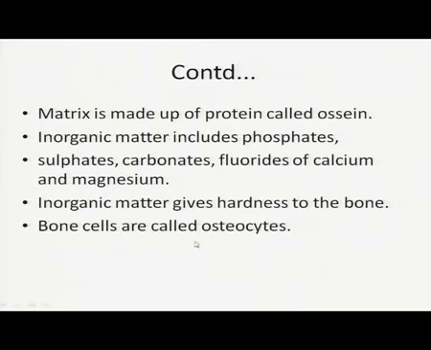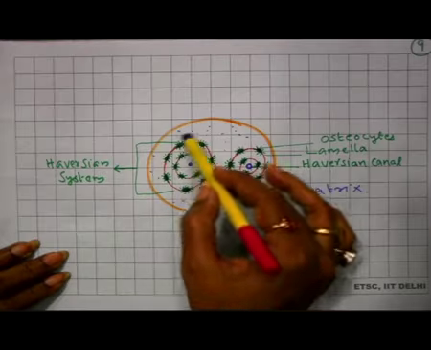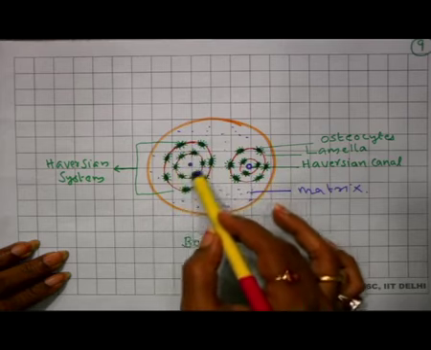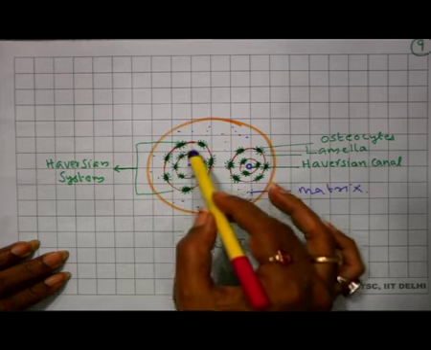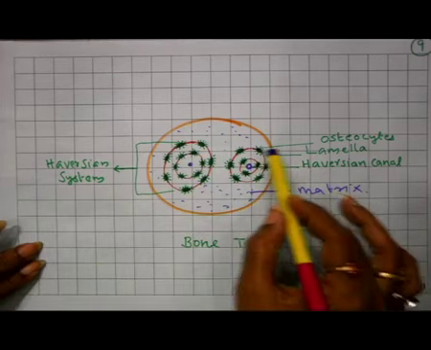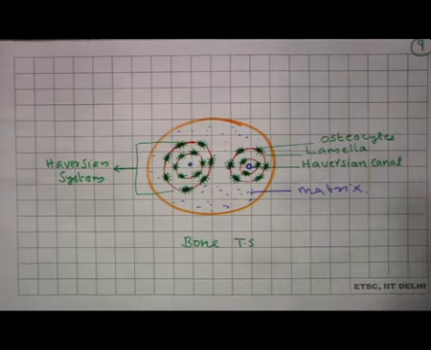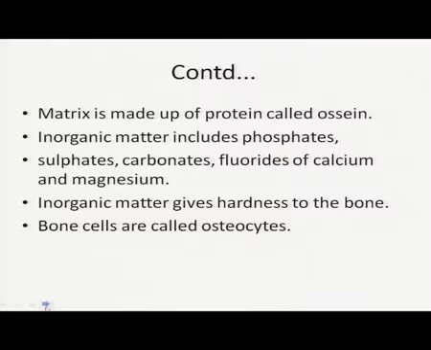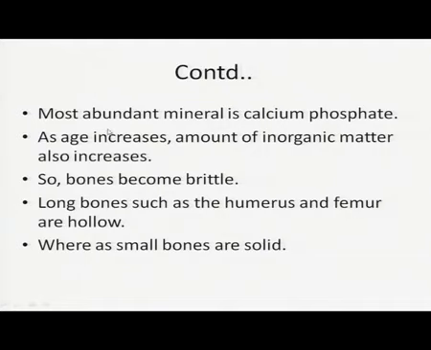Bone cells are known as osteocytes. Here you can see the bone cells, and they are arranged in concentric units in the form of layers, or lamellae, or rings. These bone cells are named osteocytes. Cyte means cell, osteo means bone. So, bones are made up of cells known as osteocytes. The most abundant mineral present in the bone is calcium phosphate.